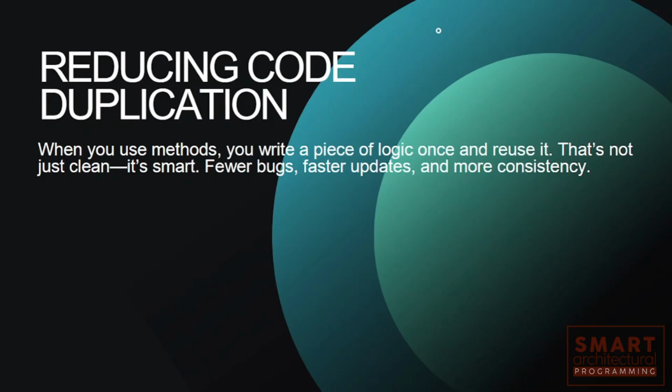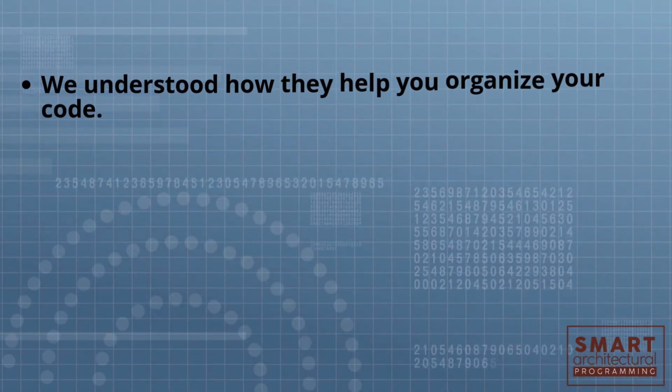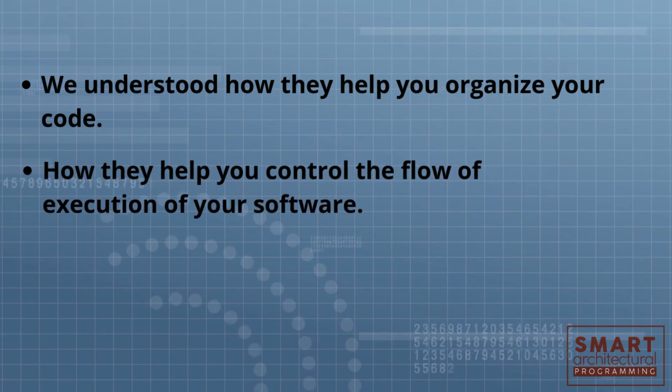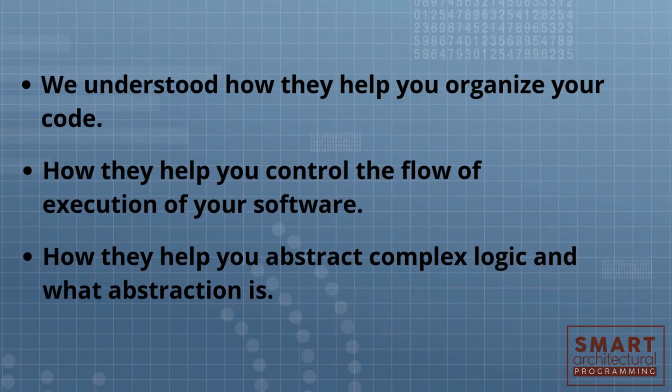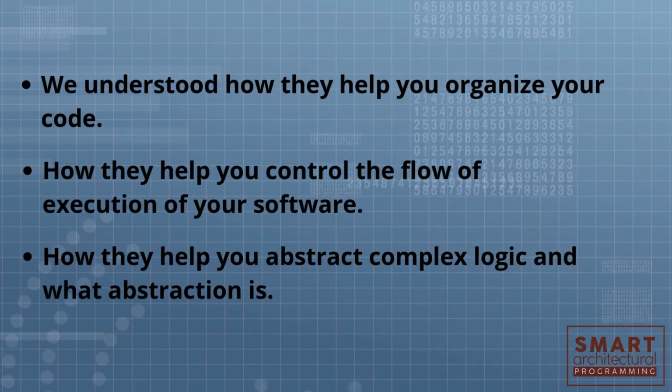So I think we have covered a lot here today. So let's recap methods in Java and help you basically understand exactly the crux of them. So we understood how they help you organize your code, how they help you control the flow of execution of your software, how they help you abstract away complex logic, and what abstraction is. Honestly, that's an important aspect to understand.